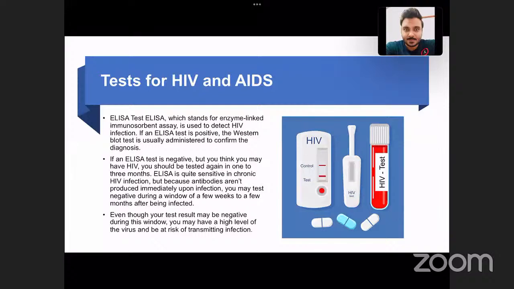Even though your test results may be negative during this window period, you may have a high level of the virus and be at risk of transmitting infection.